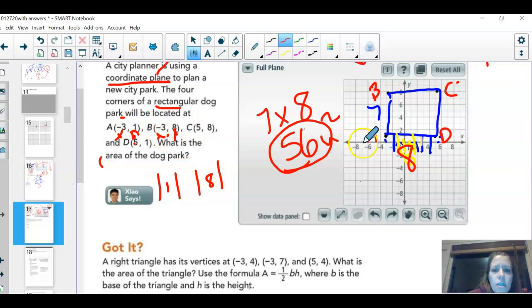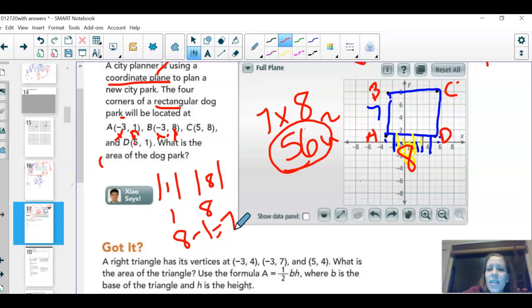Y entonces yo necesito buscar por A la recta AB. -3 son los mismos y 1 y 8. Yo necesito encontrar el valor absoluto. Okay, so I have 1 and 8. Because they're both positive, porque los dos números son positivos, yo voy a quitarlo. I'm going to subtract, and that still equals 7.